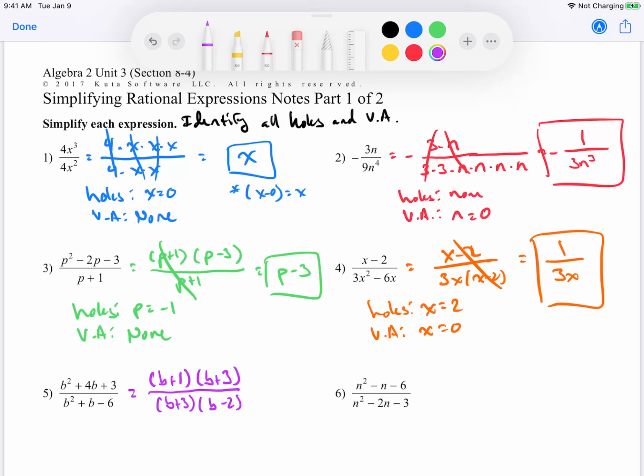Now, if I simplify these out, I can see that we can remove b plus 3, so I'm left with b plus 1 over b minus 2 here, and that's going to be it as far as simplifying goes. Because I could remove b plus 3, there's a hole at b equals negative 3, and because I couldn't remove b minus 2 from the denominator, there's a vertical asymptote at b is equal to positive 2.